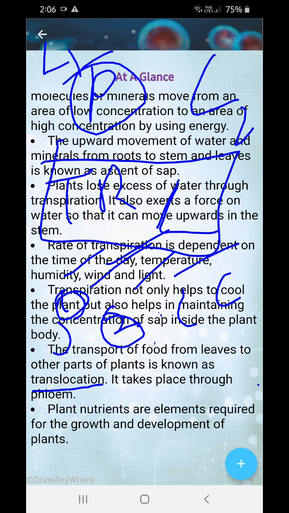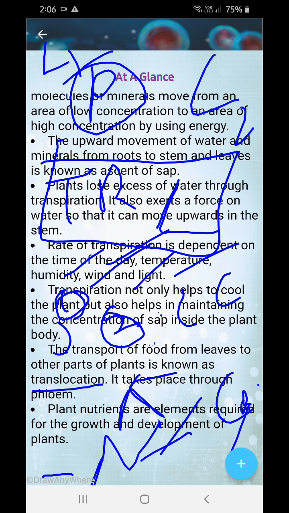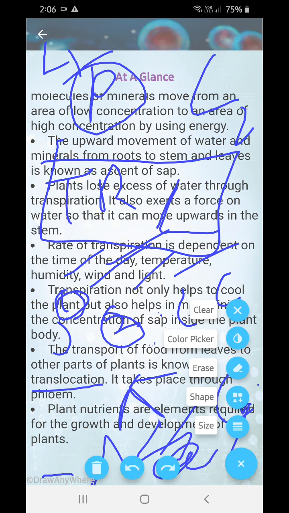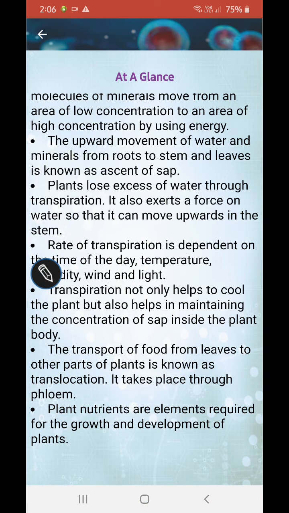Next, plant nutrition and elements required for the growth and development of the plant. Plant nutrition means the elements required for the growth and development of the plant. Suppose you will see over here that the plant requires certain things for their growth like potassium, calcium, sodium. Okay, so these are needed. So these are the elements or the minerals that are needed.